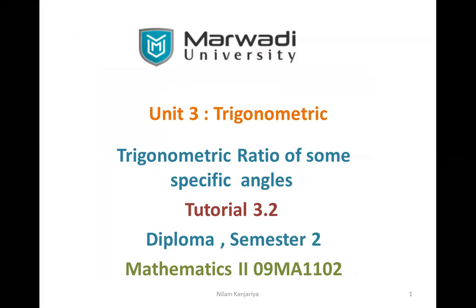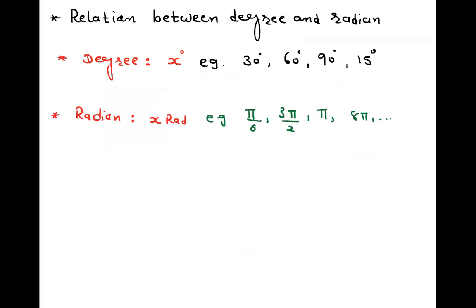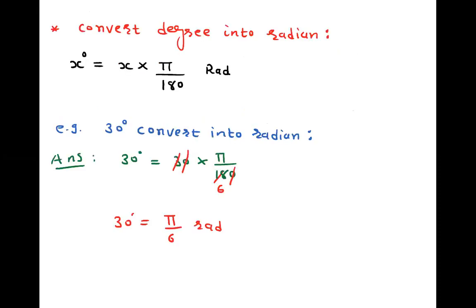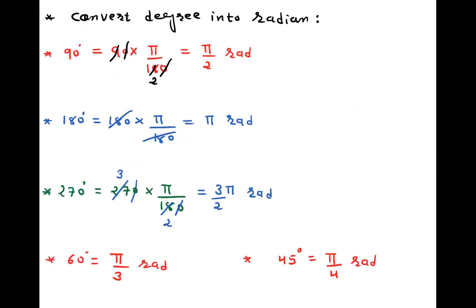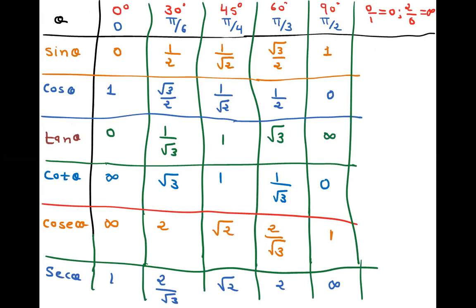In the last tutorial, we studied some specific angles related to trigonometry. Tutorial 3.2 will be continued. In this tutorial, we studied some angles and how we could convert degree to radian and radian to degree, and we can find the relation between them. We discussed some examples related to degree and radian.